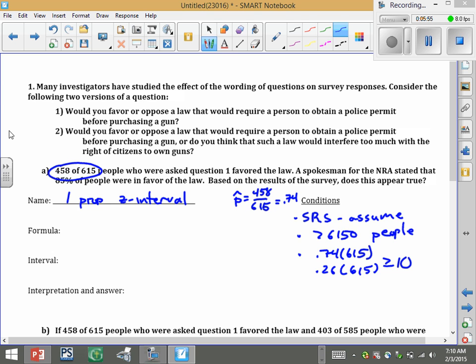So let's plug into our formula. We need our statistic, our p hat, right? That's 0.74 plus or minus. Let's go with 95%. That seems to be one that you guys are all pretty comfortable with. So plus or minus 1.96 times the standard deviation, the square root of 0.74 times 0.26 over 615.